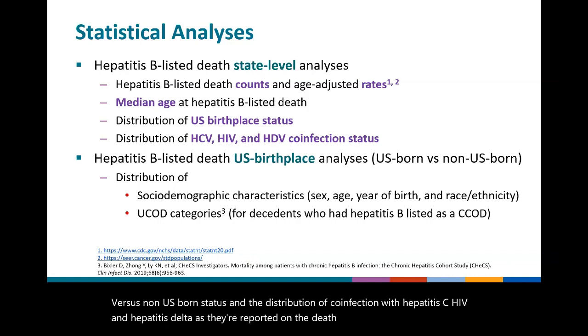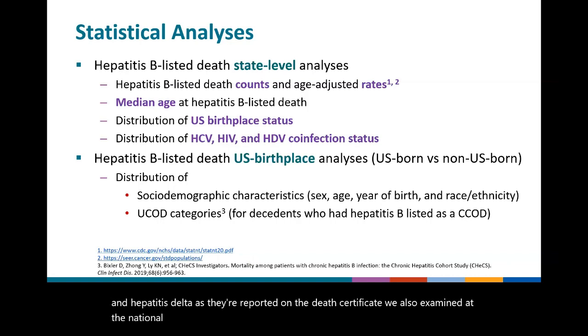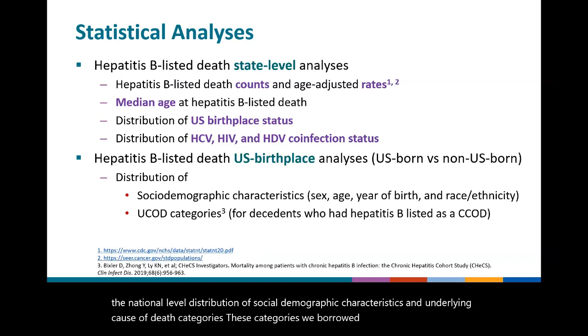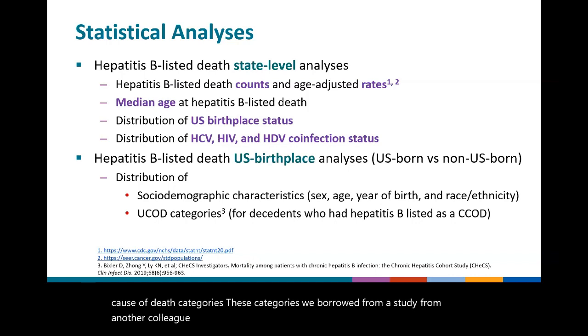We also examined at the national level the distribution of social demographic characteristics and underlying cause of death categories. These categories we borrowed from a study from another colleague, Dr. Dee Bixler, for her other analyses looking at the checks data with chronic hepatitis B mortality. And we stratified these analyses by US birthplace status.